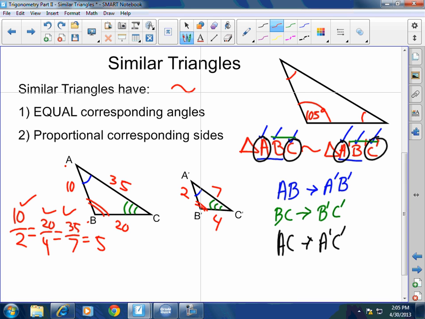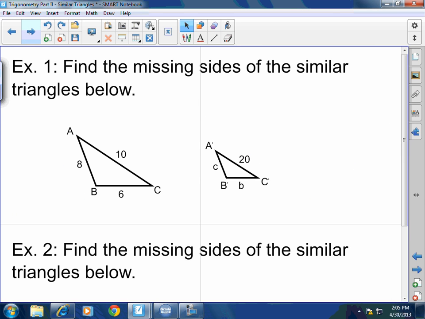Because similar figures are figures that have the same shape, same angles, but different sizes. Does that make sense so far, guys, what the definition of this is? Okay, now let's get to it. Let's get to the meat and potatoes. Okay, find the missing side of the similar triangles below.